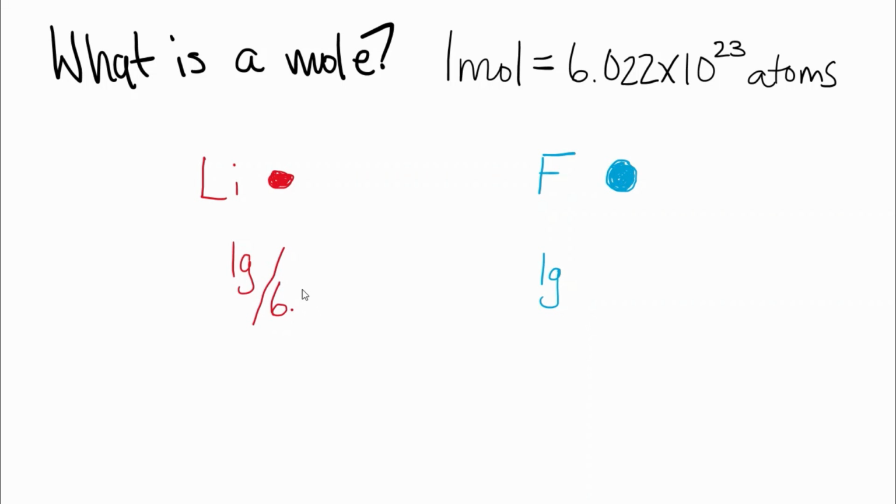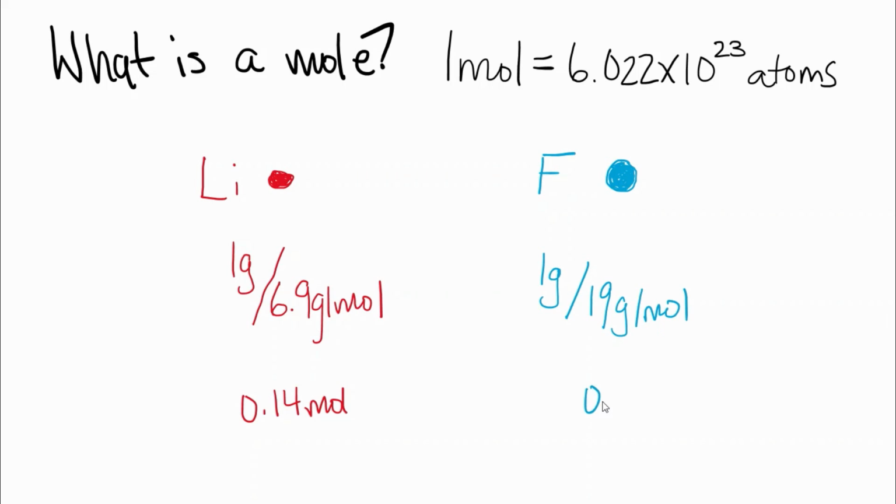So for lithium, we'll divide by 6.9 grams per mole, and this actually gives you 0.14 moles. And for fluorine, the molar mass is 19 grams per mole, and this actually gives you 0.05 moles. So you can see immediately, because fluorine has a larger nucleus, you actually have a smaller number of moles.